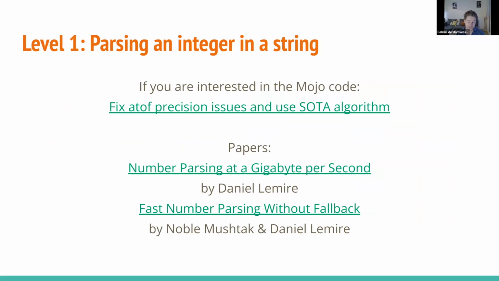If you're interested in parsing numbers in general, first you can look at the Mojo code. There is an implementation of atof in the pull request if you're interested. But also you have really good papers about parsing floats in general by Daniel Lemire and Mushak. That's really good, and I really advise you to read it. It also provides really good information about parsing numbers in general. That's really good info.